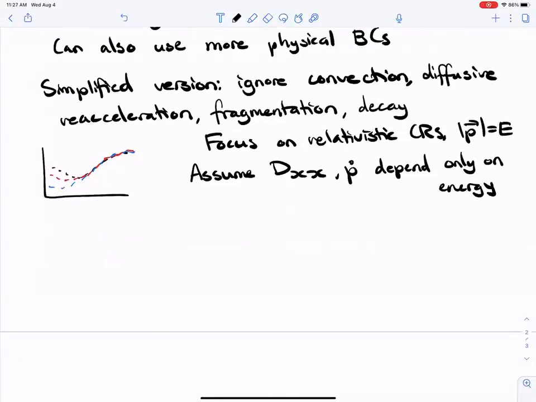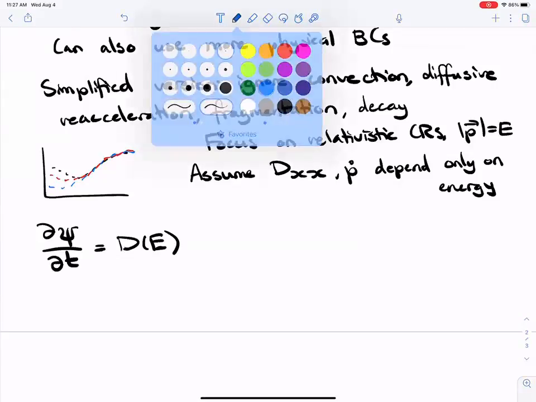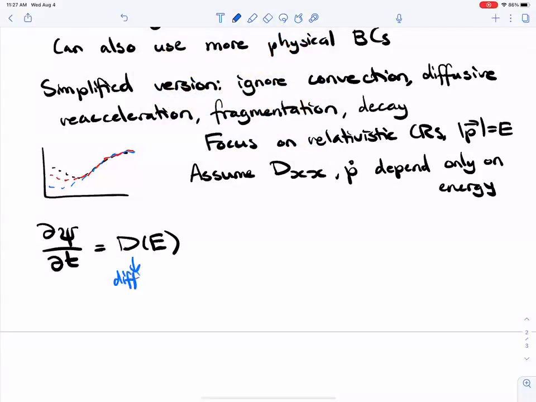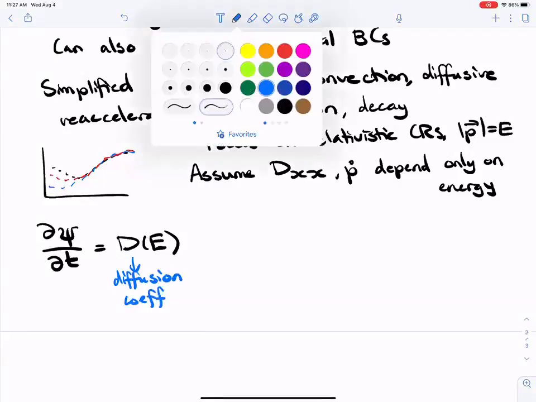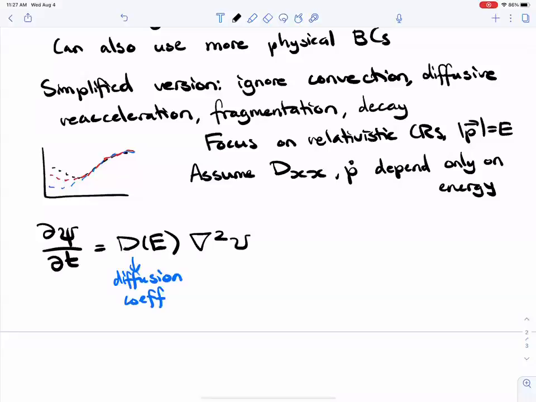So once you make all these simplifications, what you get is a version of the diffusion equation where I'm just going to call my diffusion coefficient D_xx, D of E at this point. So this is my energy dependent diffusion coefficient. I can pull this out the front of the grad because it only depends on energy, not on position. And then I'm going to have an energy loss term, which I called p dot before. I'm now going to write that as b of E, coefficient, psi, and I have my source term.